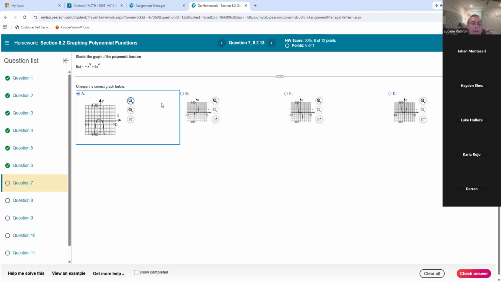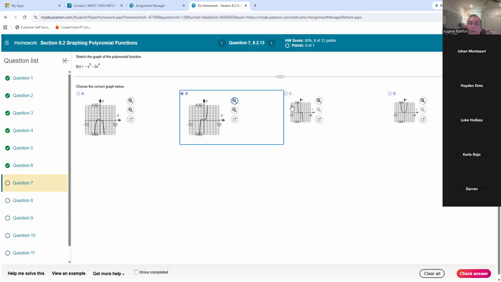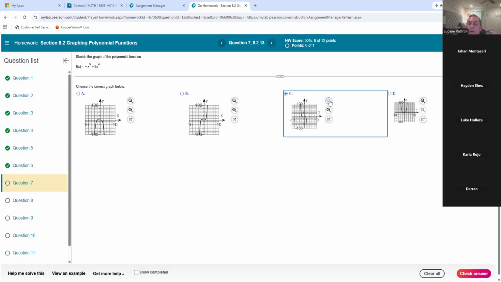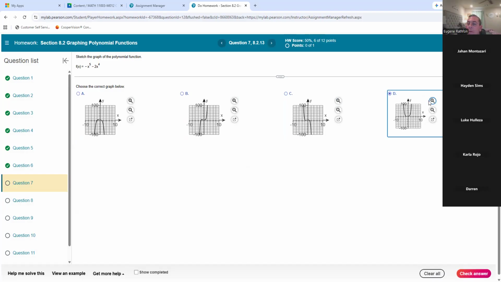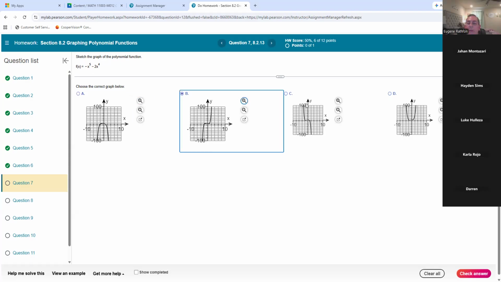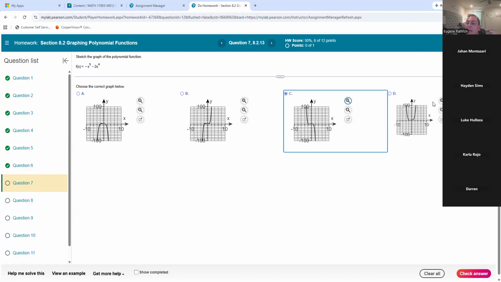All right, y'all, so let me make these larger. All right, so we're looking at the degree on this one is a 5. That's odd. It's got a negative 1 in front. So you got an odd degree and a negative lead coefficient. So are y'all going to pick A, B, C, or D?